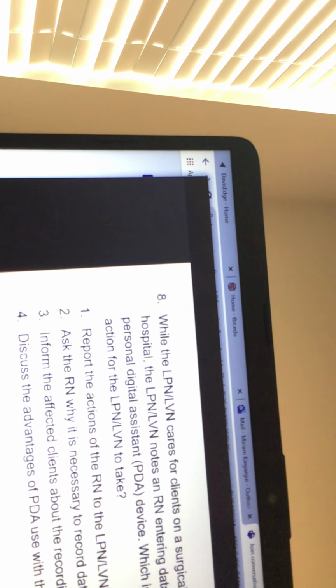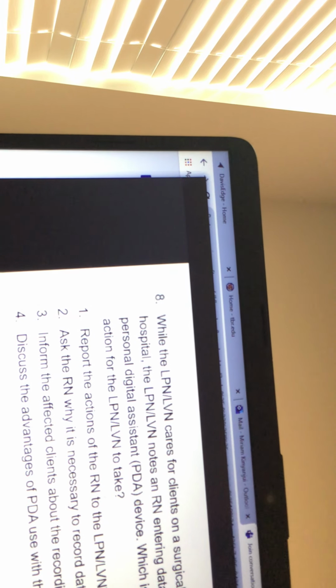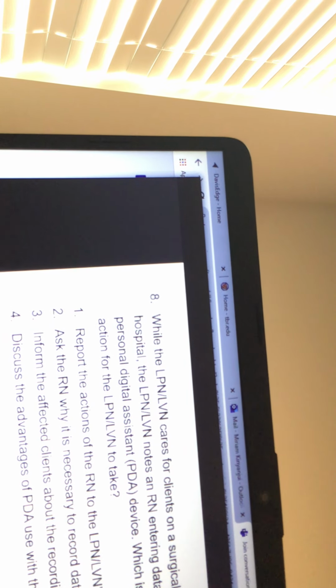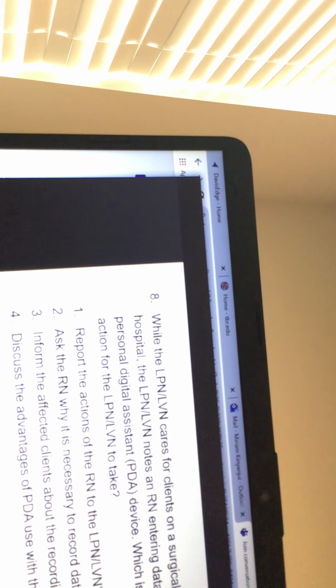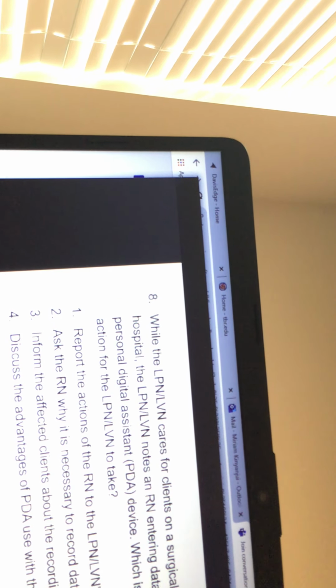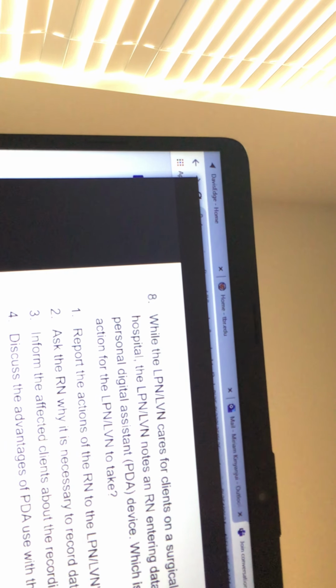While the LPN cares for clients on a surgical client care area in a hospital, the LPN notes an RN entering data about clients into a personal digital assistant device. What is the most appropriate action for the LPN to take? What type of question is this? Is it priority or evaluation? Yes, it's a priority, because of the word most there.